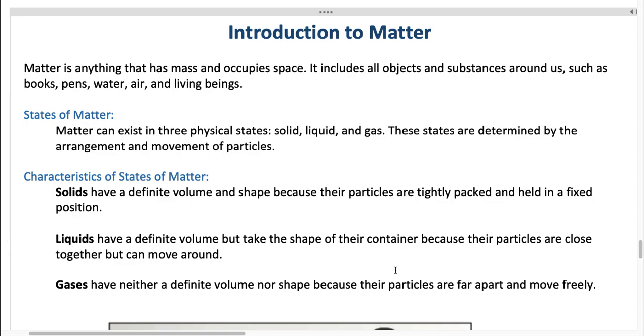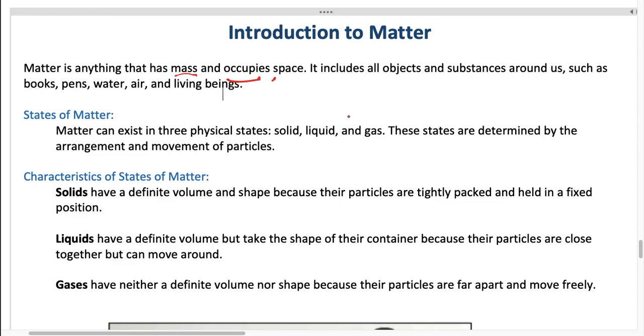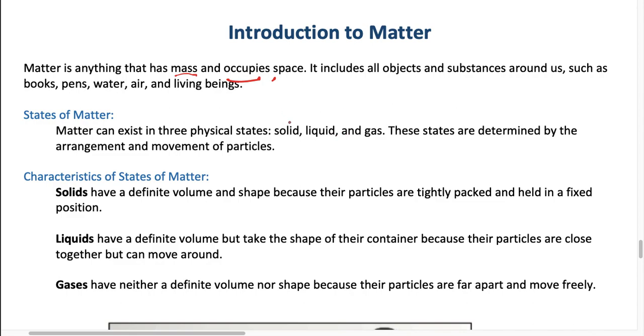In today's video, we will see the introduction to matter. Let's start. Matter is anything that has mass and occupies space. So matter is what has some mass and also occupies space. It includes objects and substances around us, such as books, pens, water, air, and living beings. Look around us. Here we have a pen. If you have pens and books, they are also a form of matter.